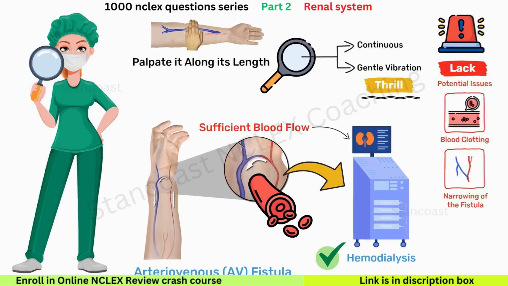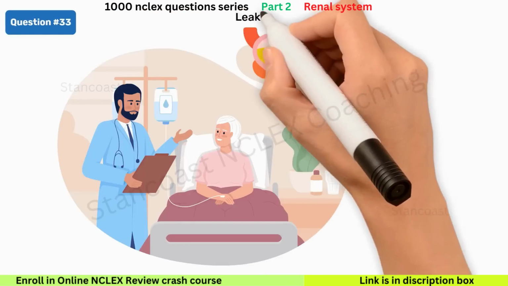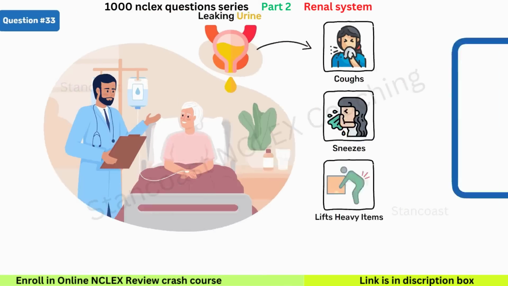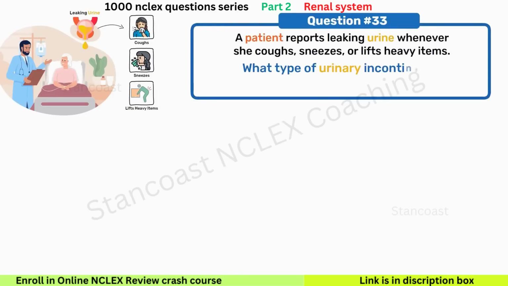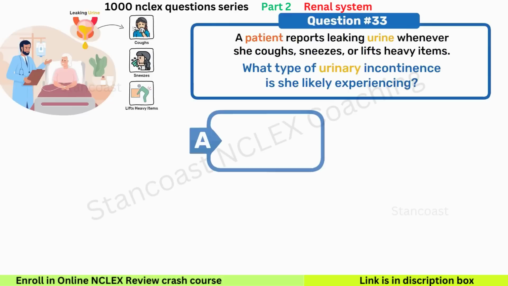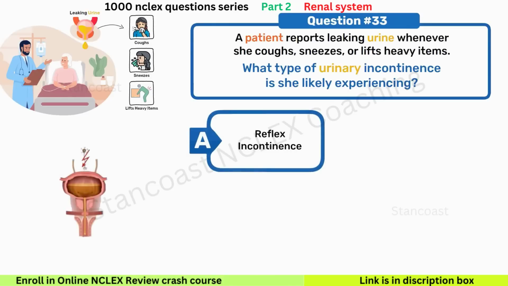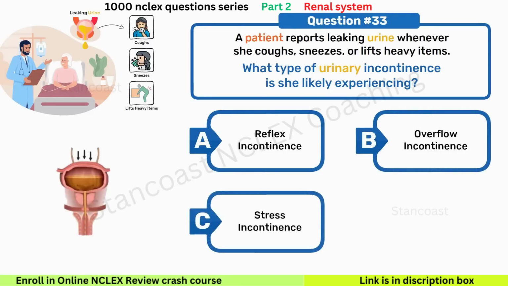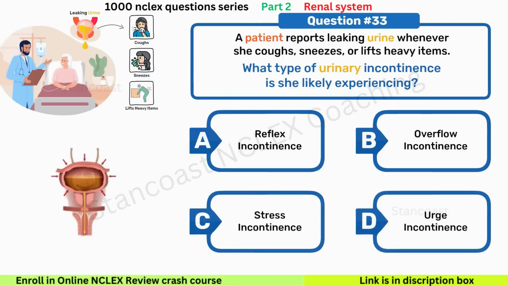A patient reports leaking urine whenever she coughs, sneezes, or lifts heavy items. What type of urinary incontinence is she likely experiencing? A. Reflex incontinence. B. Overflow incontinence. C. Stress incontinence. D. Urge incontinence. Correct answer is C. Stress incontinence.